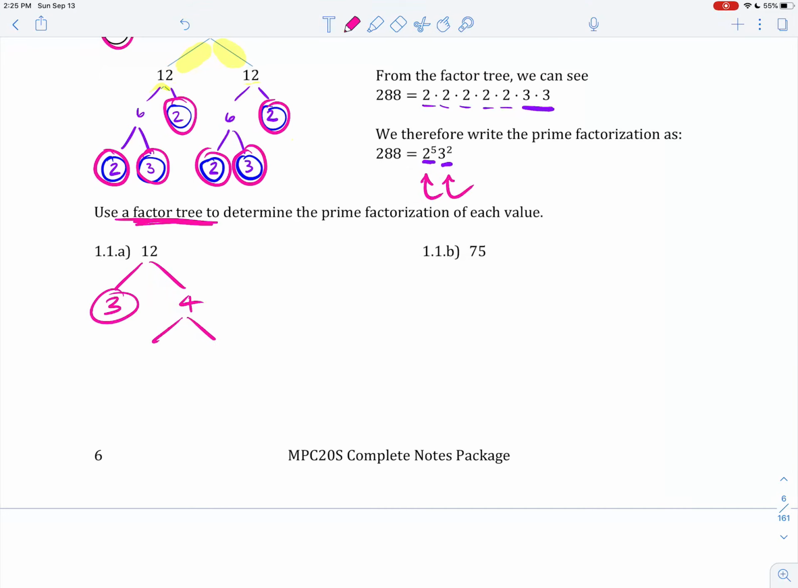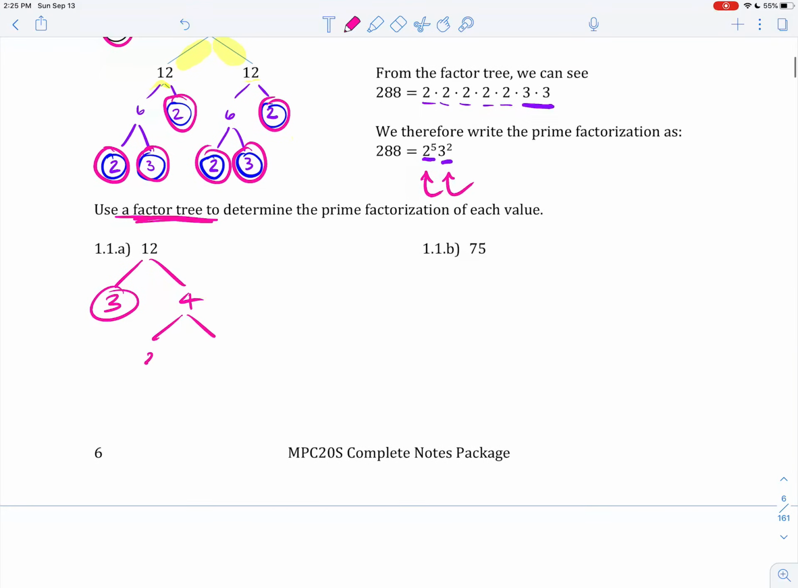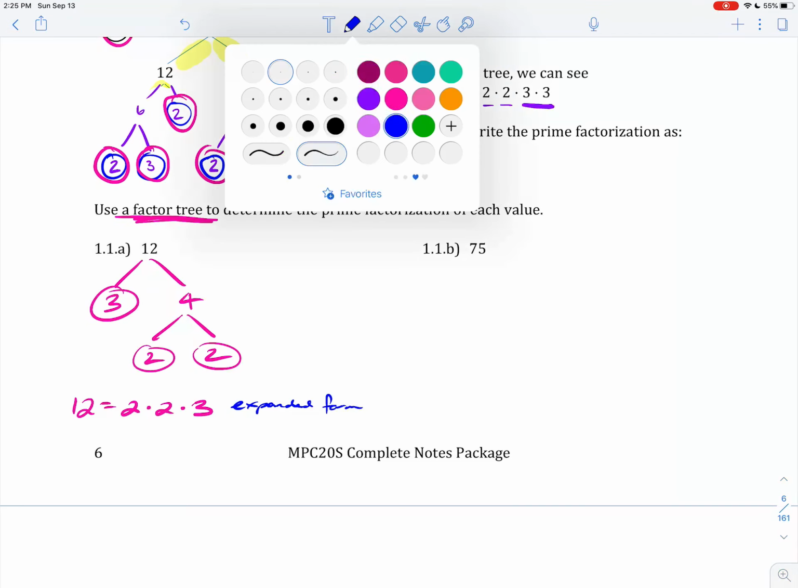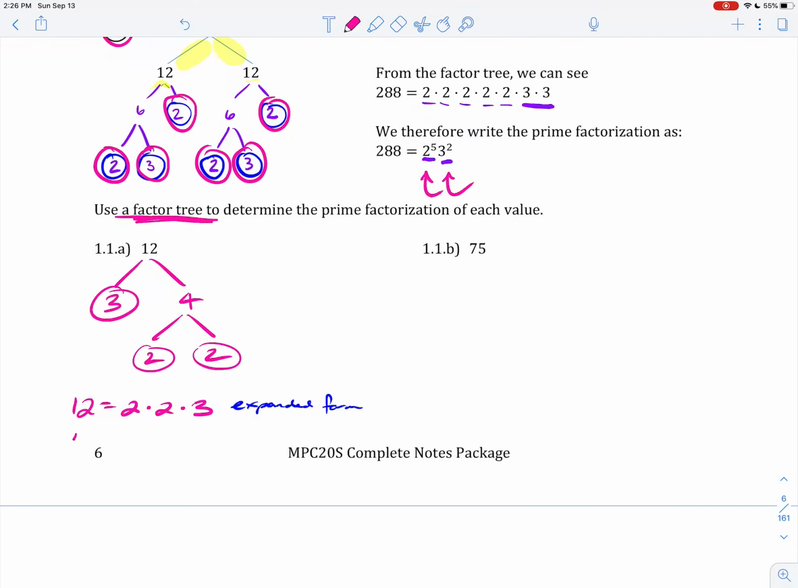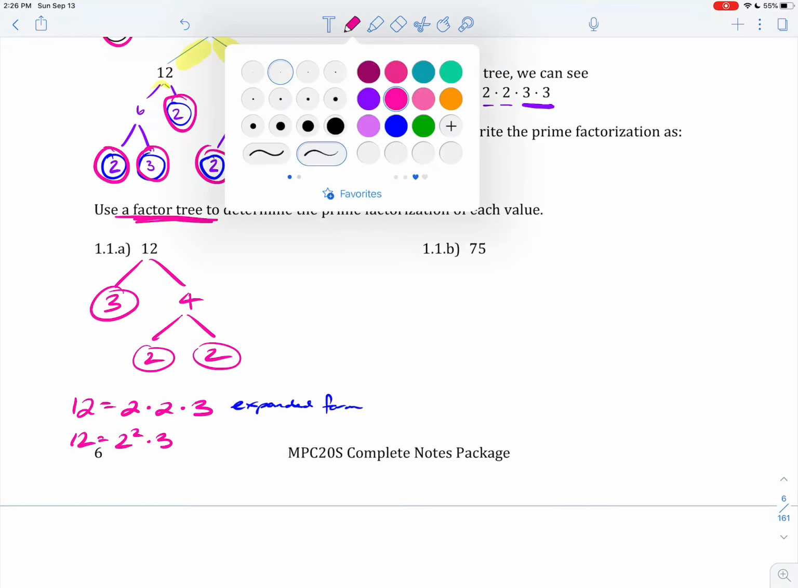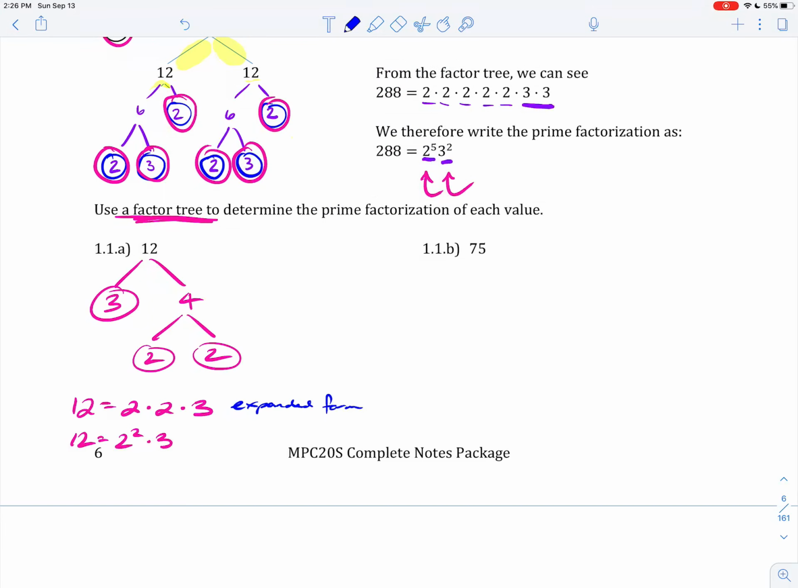3 is prime, 4 is not. 4 is 2 times 2. So it looks like that one's all done. I could say that 12 is equal to 2 times 2 times 3. And that is my expanded form. Or I could say that 12 is 2 squared times 3. And this is sometimes referred to as power form.